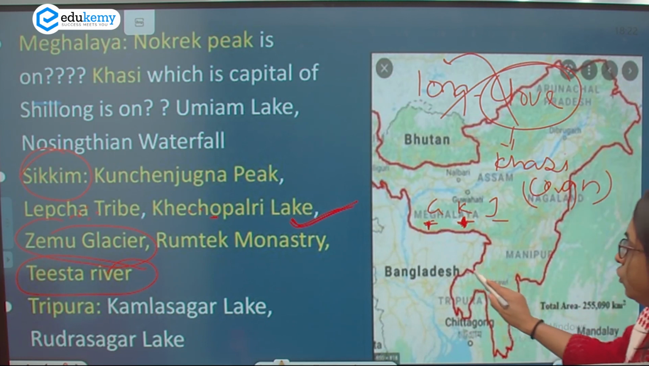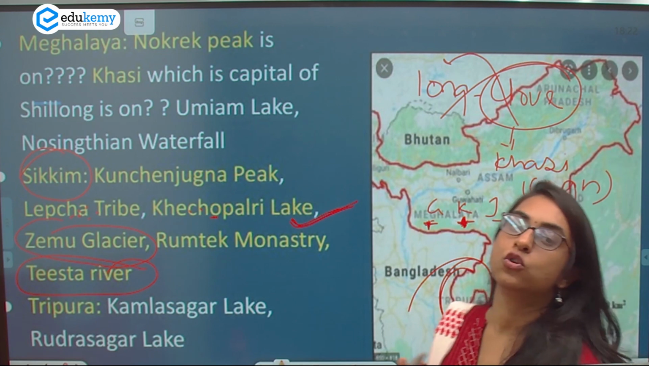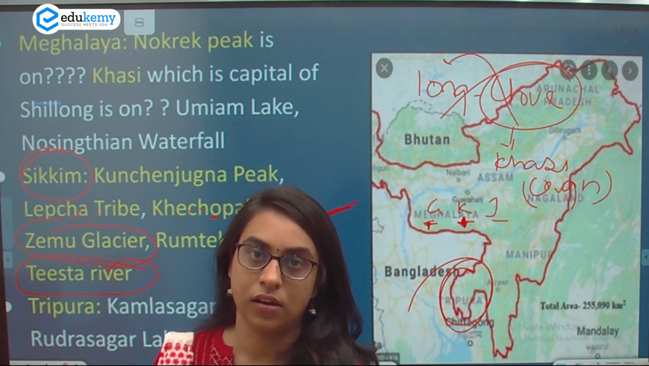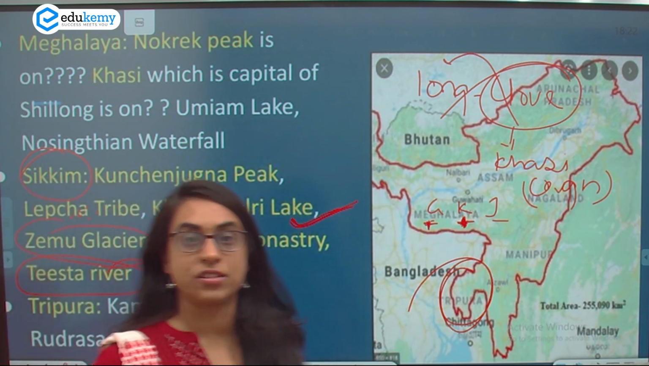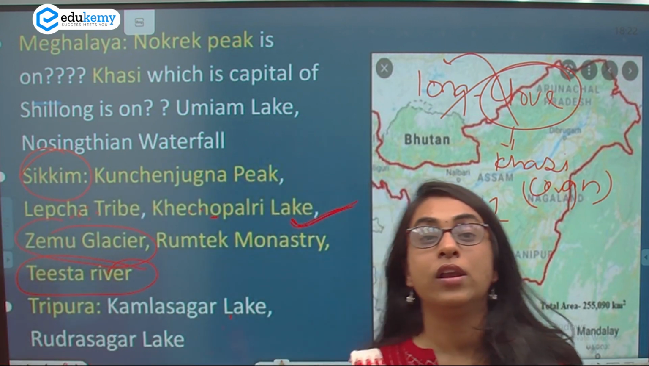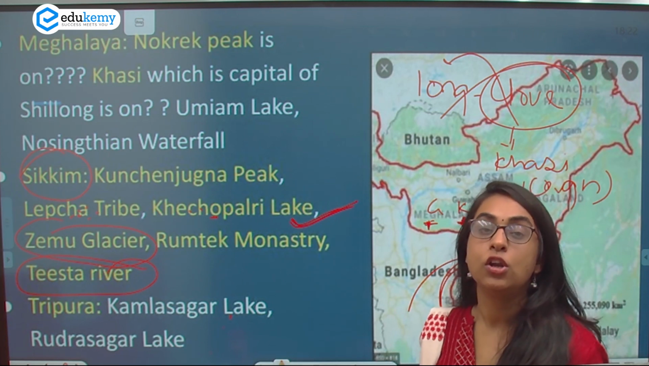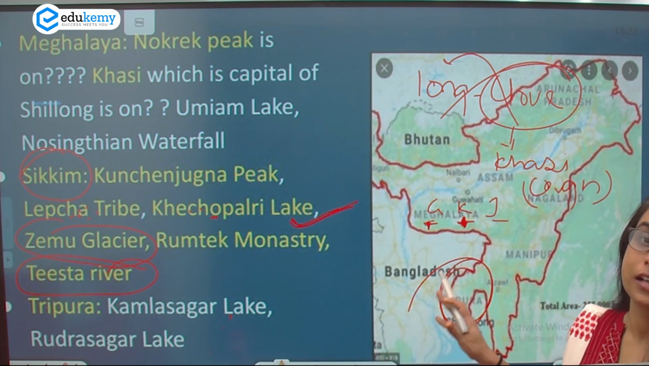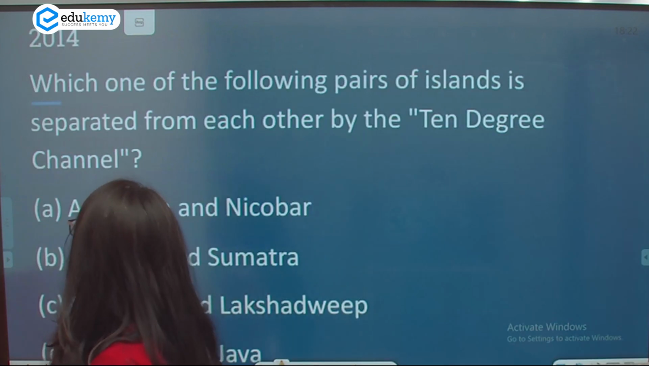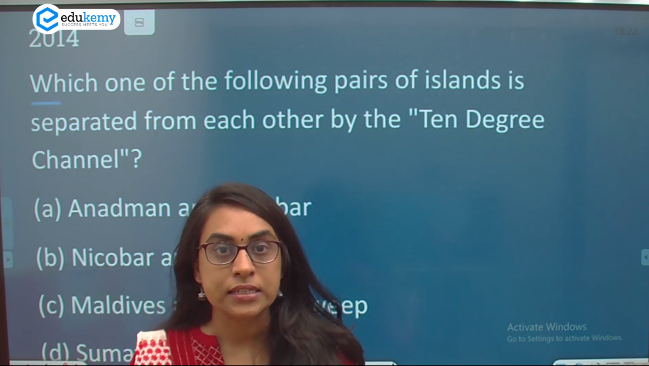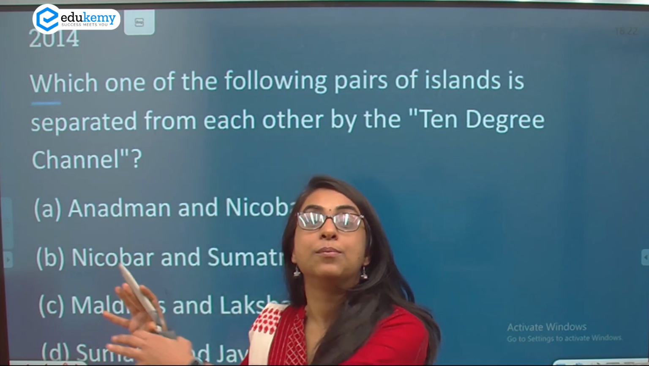Coming on to Tripura. Tripura has two important lakes, the Rudra Sagar Lake and the Kamla Sagar Lake. So in case this question comes, where is Rudra Sagar Lake, Kamla Sagar Lake, you will not place your bets on Tripura, but it is advisable to know that Tripura has Kamla Sagar Lake and the Rudra Sagar Lake. So this is about the northeastern important states, the rivers, the hills, the pilgrimage sites.